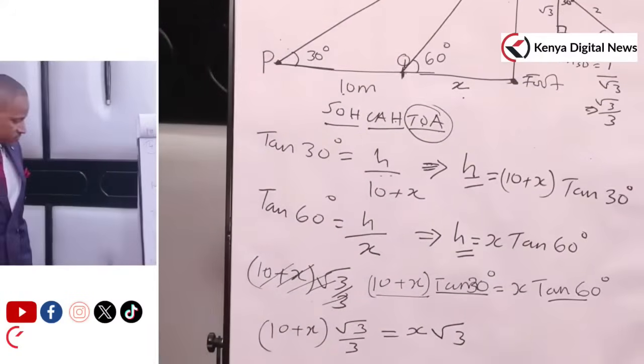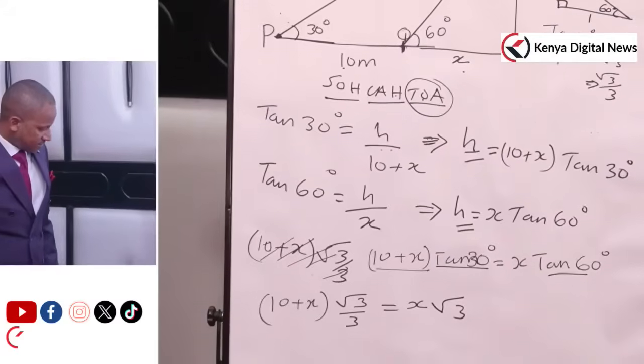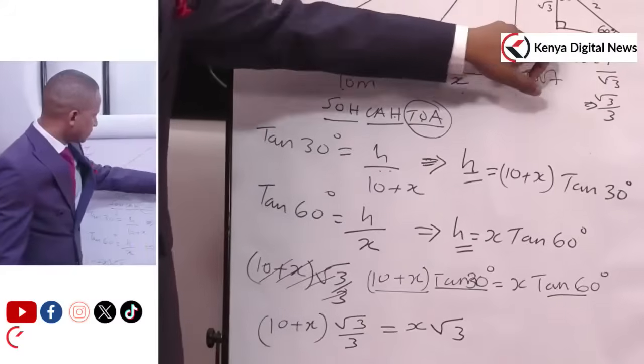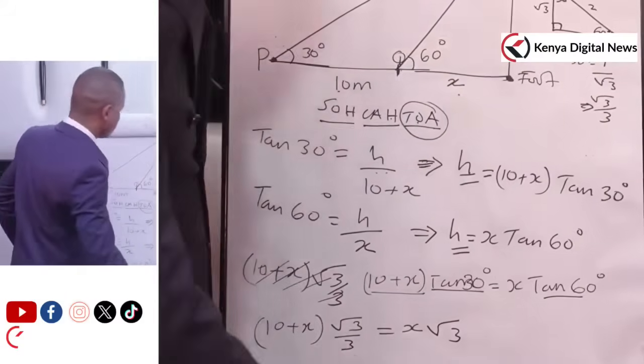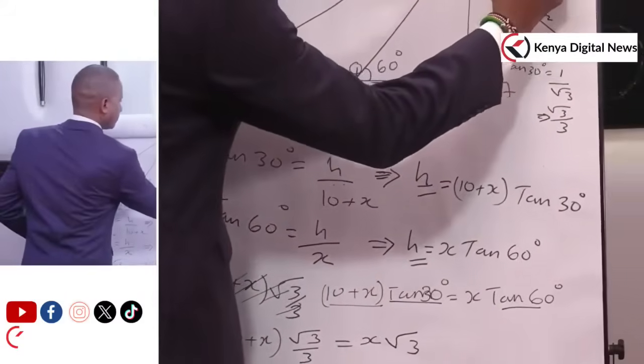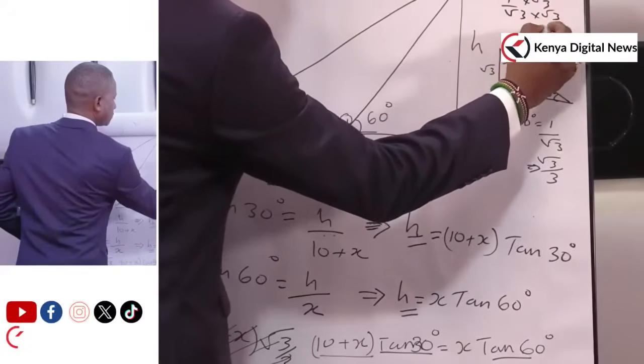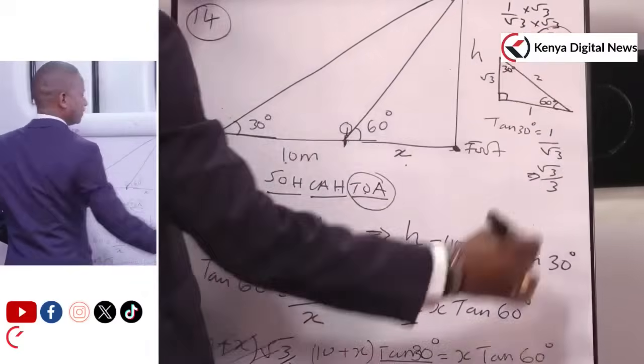Class, let's observe this keenly. So tan 30 is opposite over adjacent, which is 1 over root 3, times root 3 over root 3. So root 3 over 3. Very good.